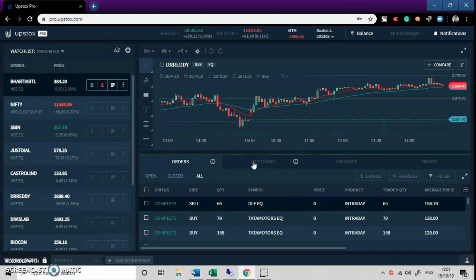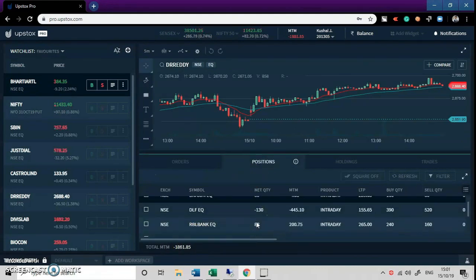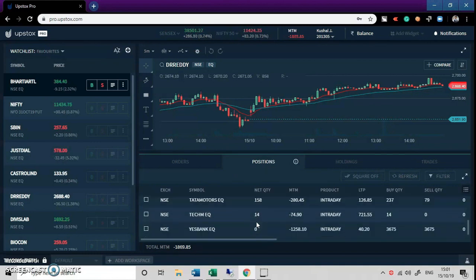Okay, on day 1, 15th of October, I am making a loss of 1,896. In the MTM you can see it's minus 1896. Let us try to understand what went wrong. Now this is very important.